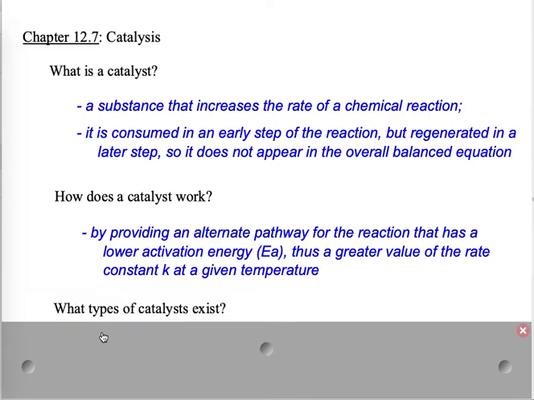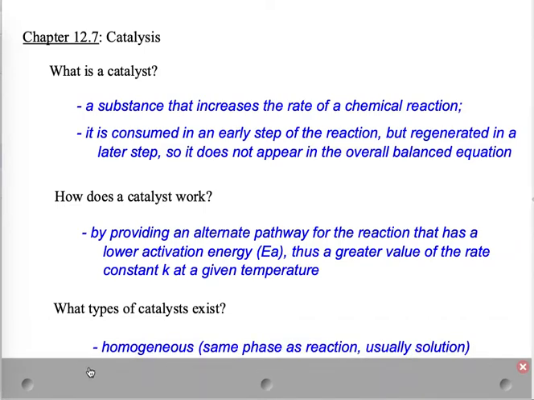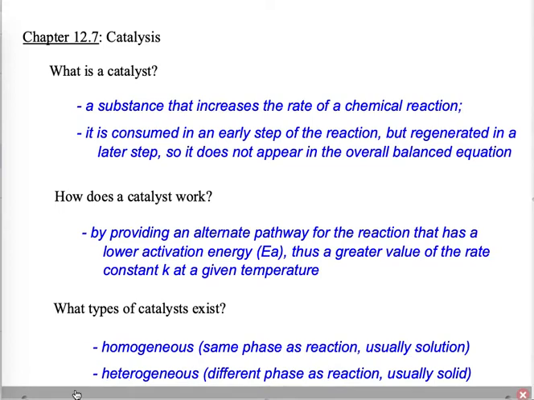What types of catalysts exist? They're generally grouped into two categories. Homogeneous catalysts are catalysts that are in the same phase as the reactants and products, and usually that means everything is in solution. But there are also heterogeneous catalysts, in which the catalyst is in a different phase or physical state as the reaction, and usually a heterogeneous catalyst is solid while the reaction is taking place in the solution or gas phase.